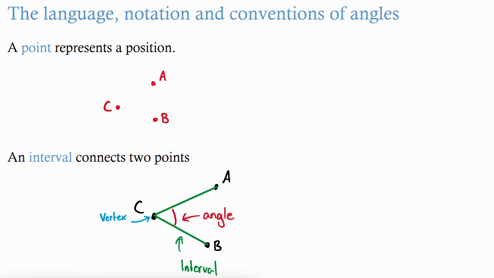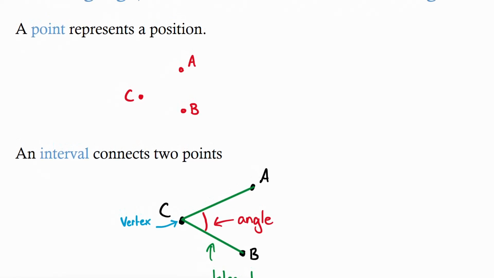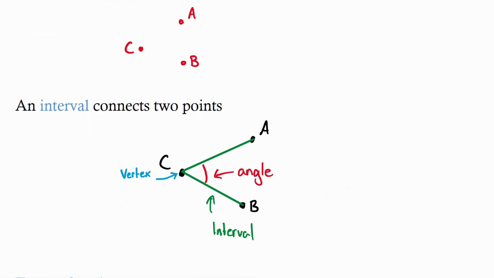So the first thing we need to recognize is what a point is. Now, a point just represents some sort of position. So on your screen, you can see that we have 3 points there. We have C, B, and A. All right, they're all points. Now, an interval, which is the next thing, connects 2 points.